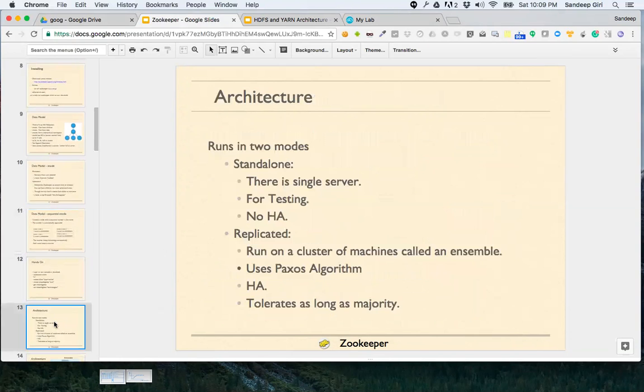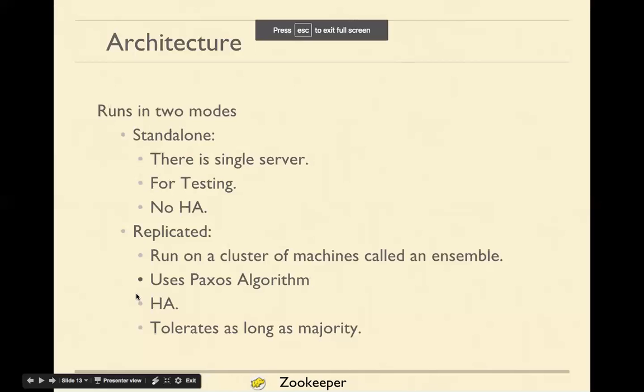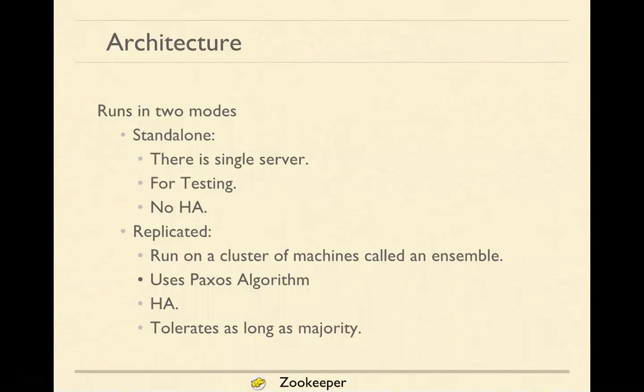All right, now the other important part I would like to discuss is this. This is something very important because it not only talks about Zookeeper or Hadoop, it talks a lot about general distributed computing. Because MongoDB, CouchDB, and many other databases have been designed on similar architecture. All right, so you can see that the architecture of Zookeeper is two modes, standalone and replicated.